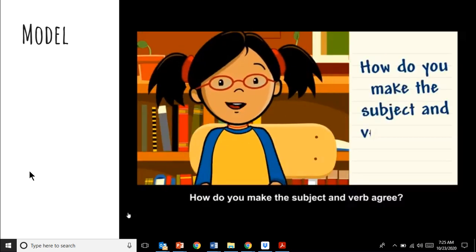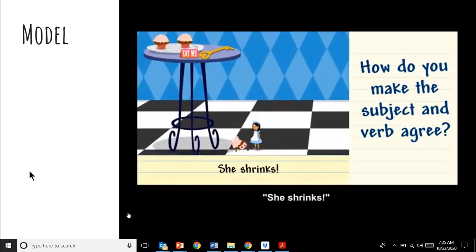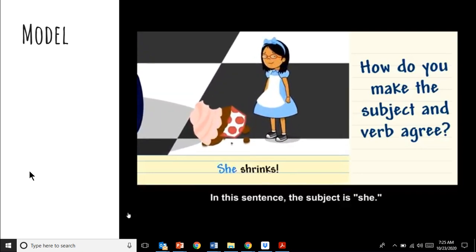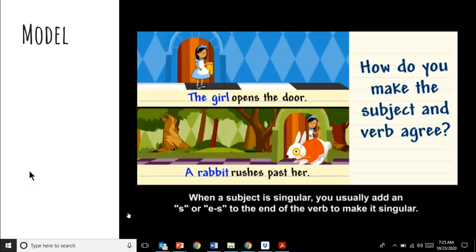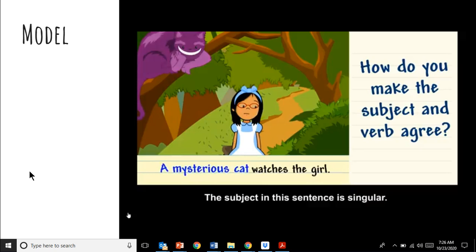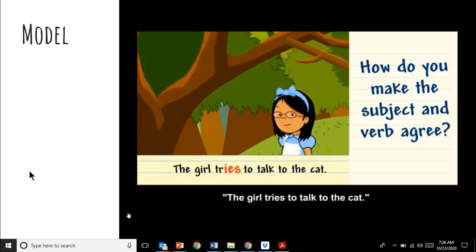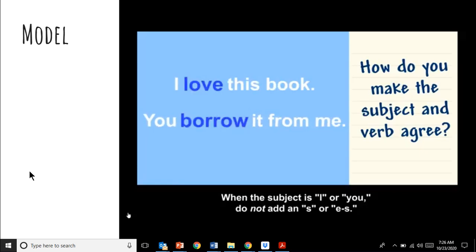How do you make the subject and verb agree? You use a singular subject with a singular verb. She shrinks. In this sentence, the subject is she. It's singular and means one person. The verb is shrinks, which is a singular verb. When a subject is singular, you usually add an S or ES to the end of the verb to make it singular. A mysterious cat watches the girl. The subject in this sentence is singular, so the verb should be singular too. Sometimes if a verb ends in Y, you use IES to make it singular. The girl tries to talk to the cat. When the subject is I or you, do not add an S or ES.